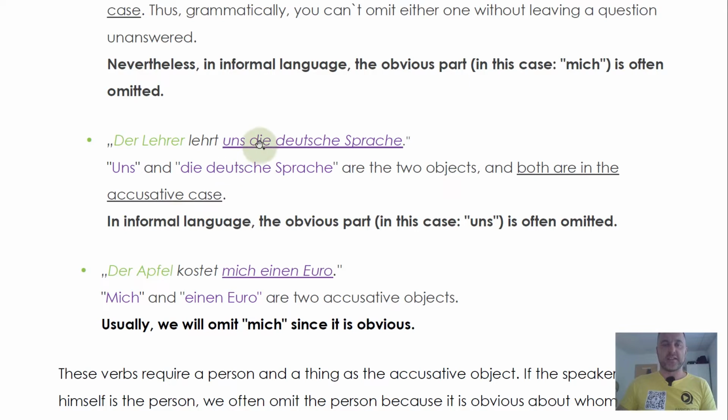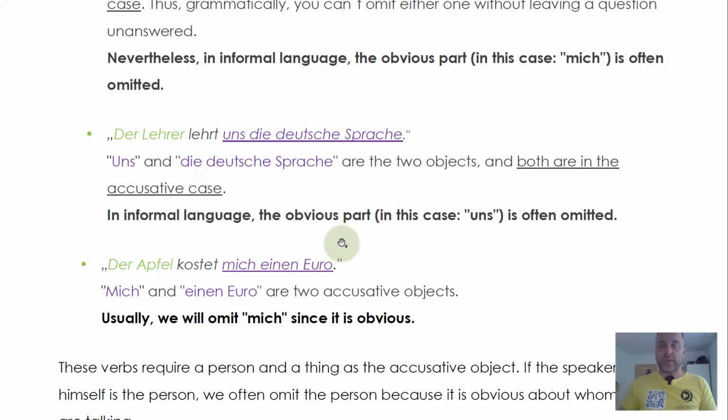So the teacher is teaching us German language. So uns and German language are both accusative objects because they're both direct objects here. Yeah, uns is a little bit questionable if it's a direct object, but nevertheless, it's accusative. It's not dative here. And lehren, to teach, is double accusative.